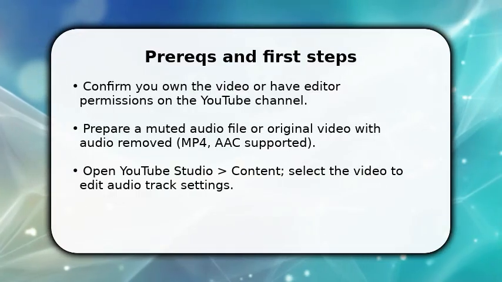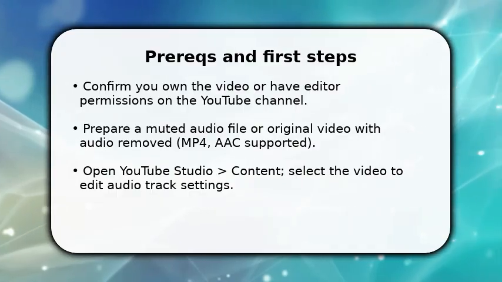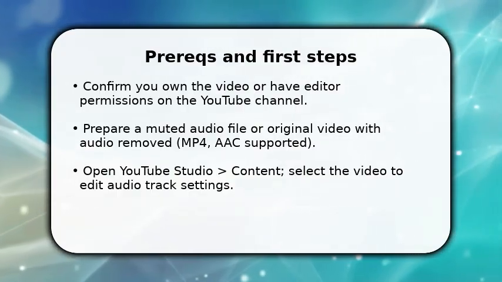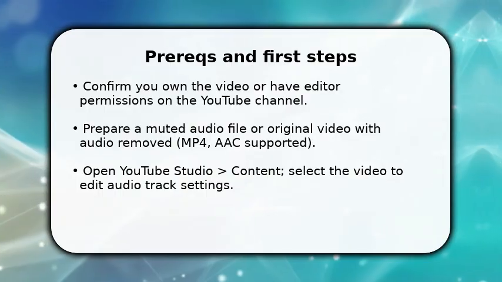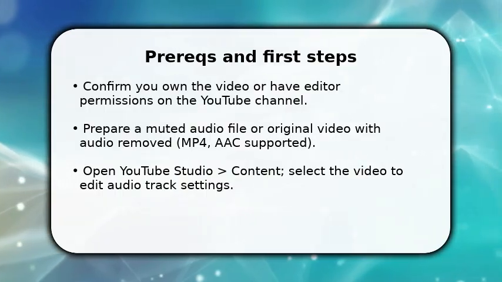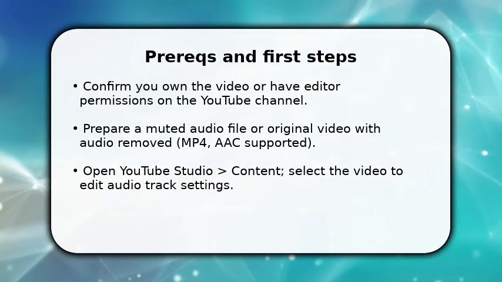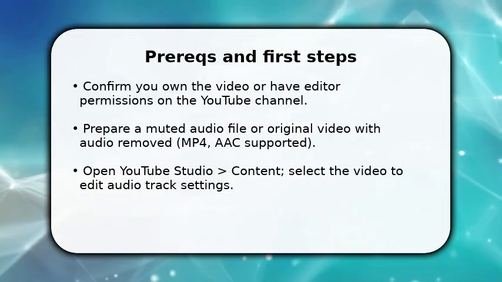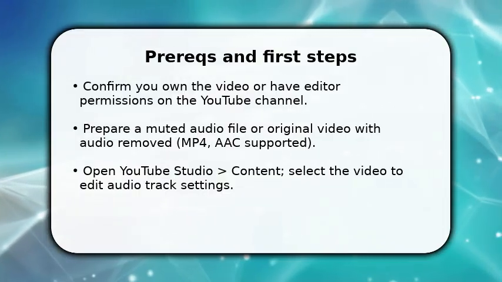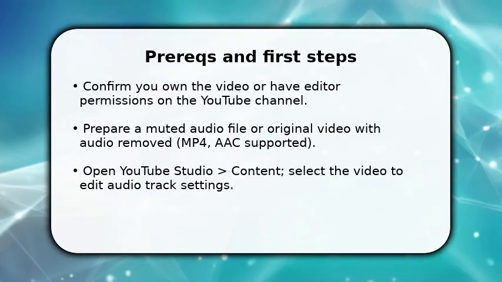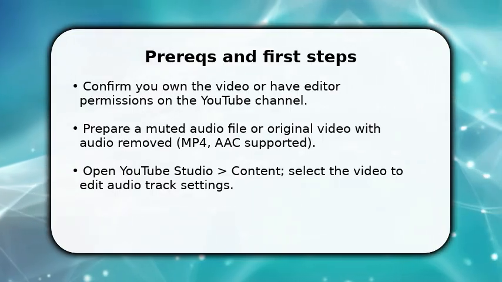You start by confirming permissions and having a muted asset ready. This prevents upload failures. Once done, open YouTube Studio and go straight to content. Click the target video and choose Editor to access tracks. Make sure your muted version meets format requirements, otherwise re-export at 128 kbps or higher.